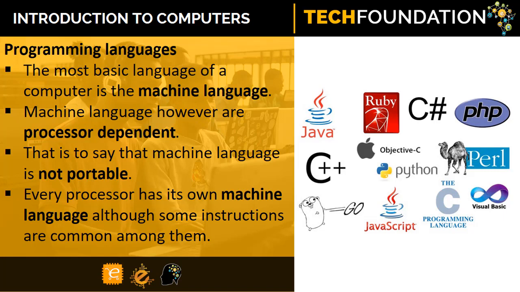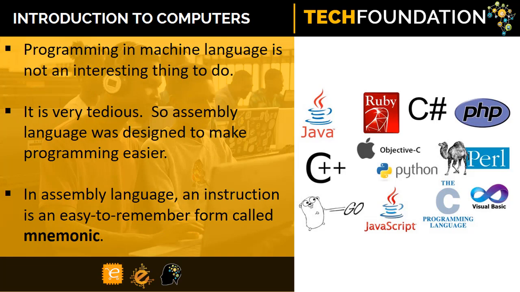So if I write machine code for one processor, let's say 8085, I can't use the same code on a processor like 8086. Every processor has its own machine language, although some of the instructions are common among them. Programming in machine language is not an interesting thing to do. In fact, it is very tedious and error prone.